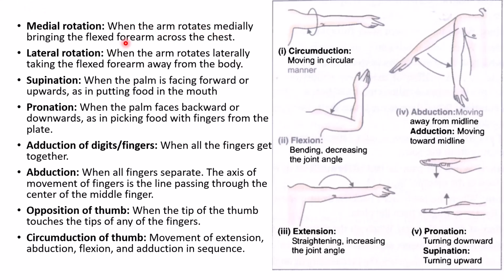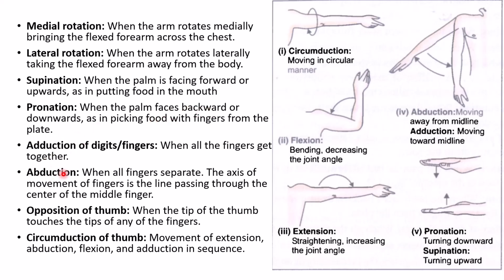Okay, you know medial rotation now. You have to talk about the anterior surface or the flexor surface toward the chest or toward the abdomen. That will be medial rotation. Lateral rotation is when the anterior surface is away from the body. So you have to talk about the anterior or flexor aspect of the arm and the forearm. Supination, you know this, palm is facing forward or upward. Pronation, when the palm is facing backward or downward.